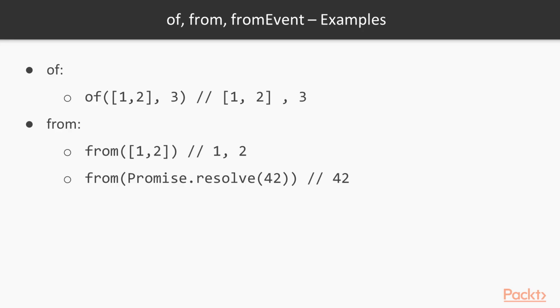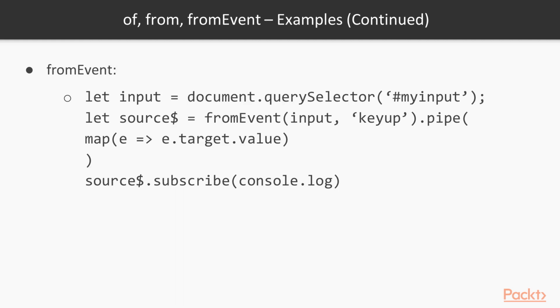Here are a few more examples about of. So, to wrap up, the of function just emits arguments one by one as they are, without any transformation. The from function iterates arrays, resolves promises and emits promise values, and re-emits observable values. fromEvent, in this example, we convert input keyup events to an observable sequence of input values.